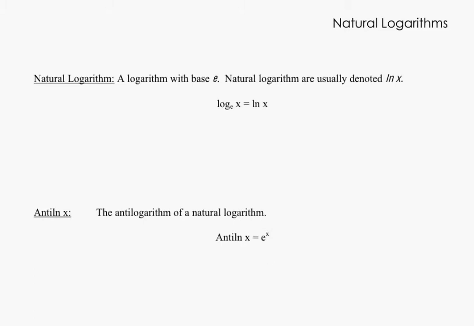Previously, we learned that if the base was not written for the logarithm, you were to assume that the base was 10. That was called a common logarithm. We have another special base, and that is called having a base of e. That's a natural logarithm.